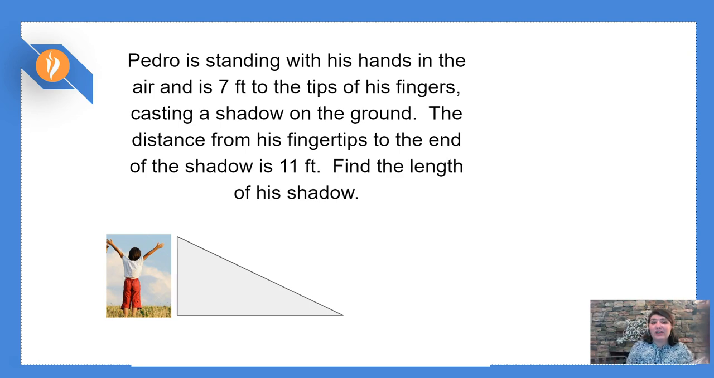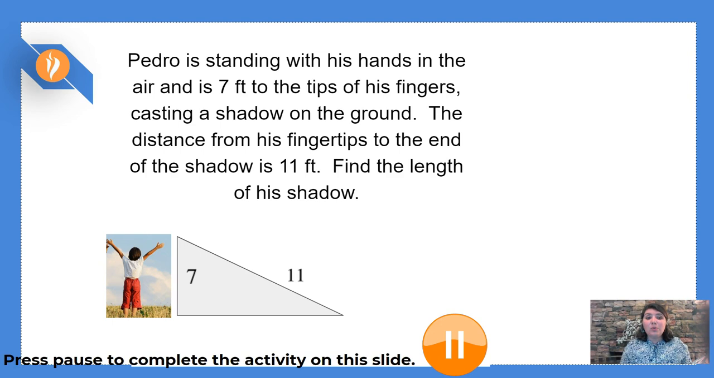All right, Pedro is standing with his hands in the air and is 7 feet from the tips of his fingers, casting a shadow on the ground. The distance from his fingertips to the end of the shadow is 11 feet. So we're going to find the length of his shadow. So remember, it's going to be important for you to draw a diagram. Look, it's a simple right triangle that we've drawn. You can see I've got a little boy standing there. And then we're going to label what we know.